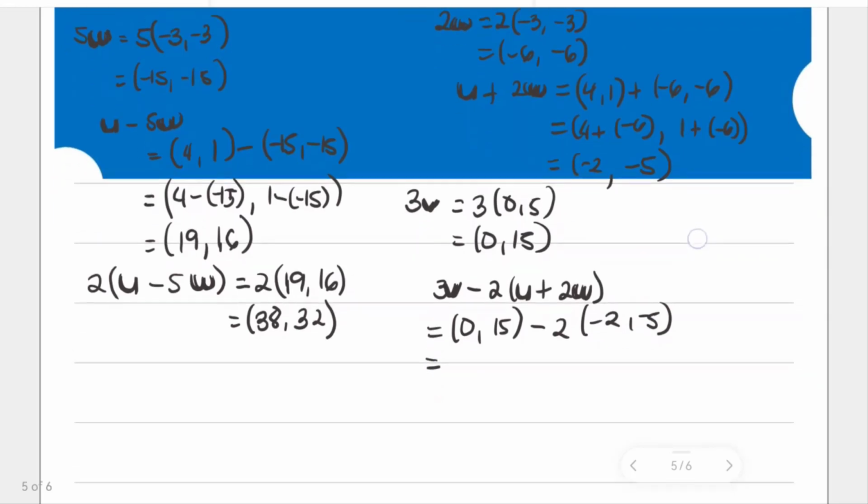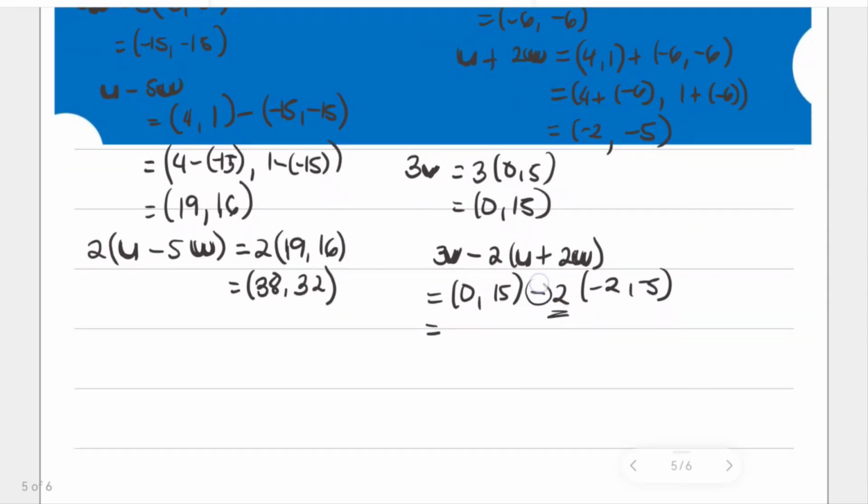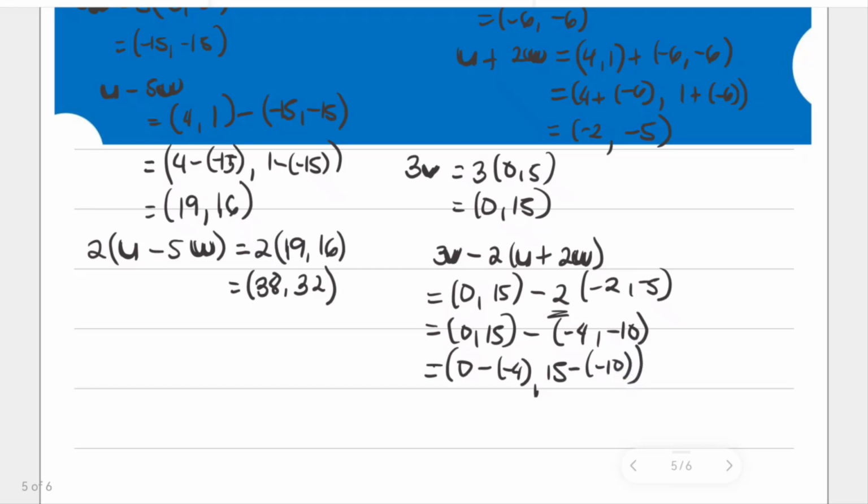Let me just use this first without considering the subtraction here. So you'll have 0, 15 minus negative 4 and negative 10. Notice that I did not distribute the minus sign here. So you will have 0 minus negative 4. Even without distributing the negative sign, you will end up with the same result. You have 15 minus negative 10. So for the final result, for 3v minus twice u plus 2w, you will have positive 4 and positive 25.